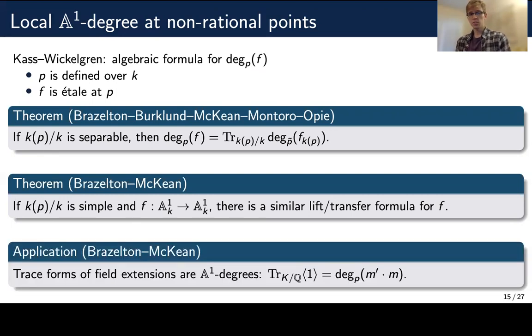And an application of this, in this paper of Thomas Brazelton and mine that we're writing up right now, we show that trace forms of field extensions are actually A1 degrees. So if K is a number field over the rational numbers Q with minimal polynomial M, and if P is a root of M, then the trace form of this field extension is the local A1 degree of M prime times M at P.